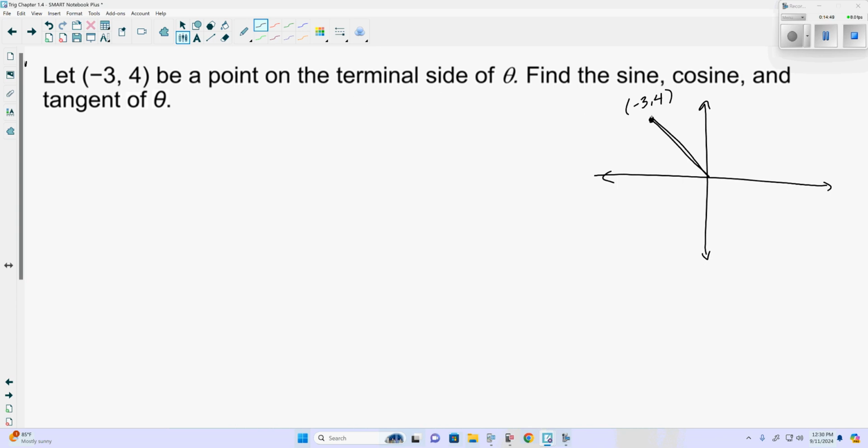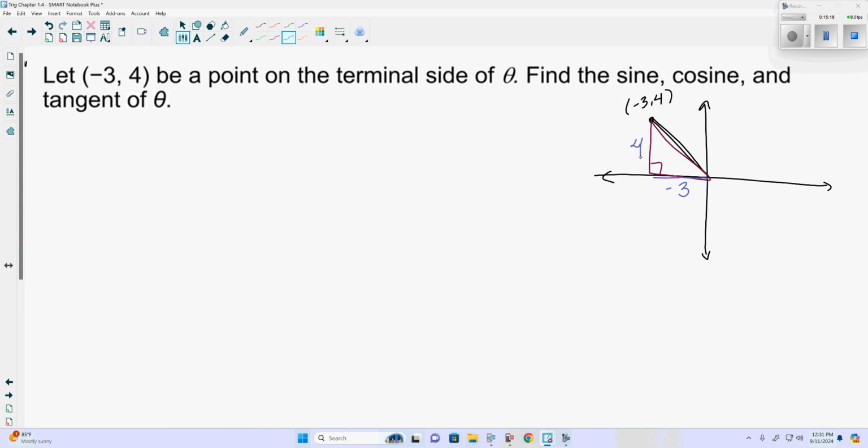And what we can do with that point is we can make a triangle, because we're used to using triangles, and this triangle will help us find these values. Now the x value, the distance we traveled here, is -3. The distance up the side is 4.